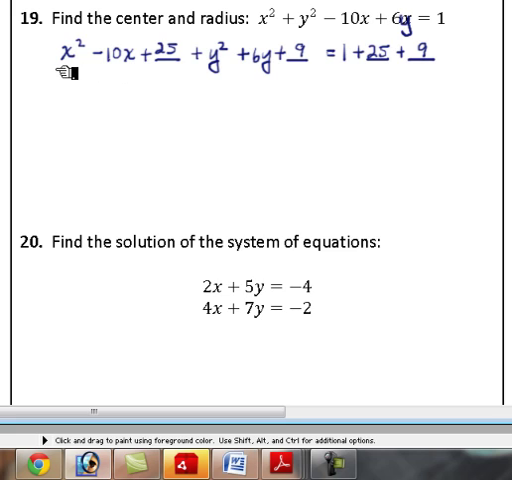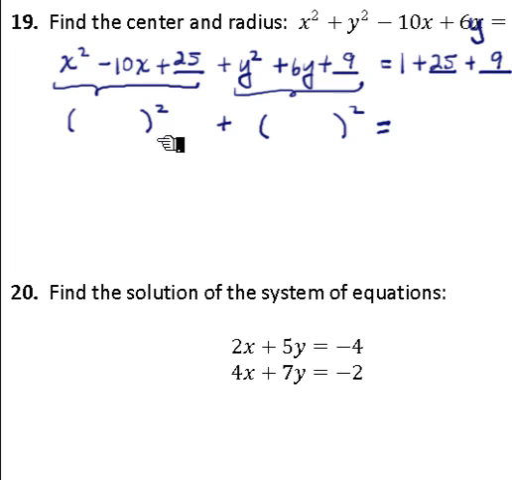Okay, now here we have a perfect square. All right, so let's write this as something squared. And here also we have a perfect square. Let's write this as something squared. We'll fill these in a minute. And on the right-hand side, we have 35.